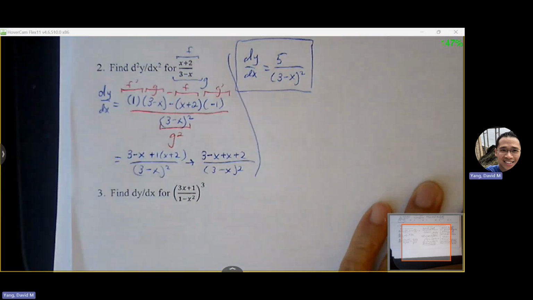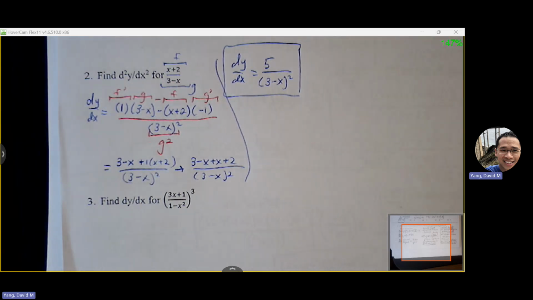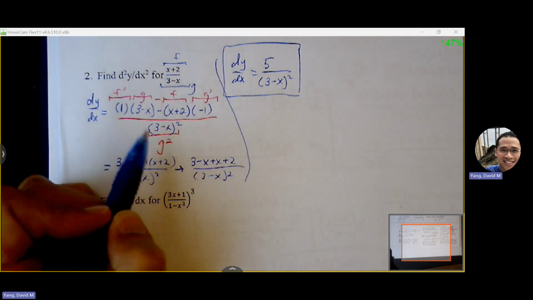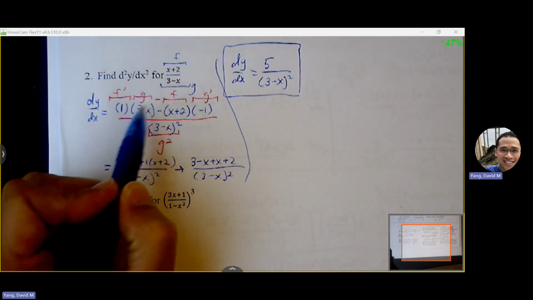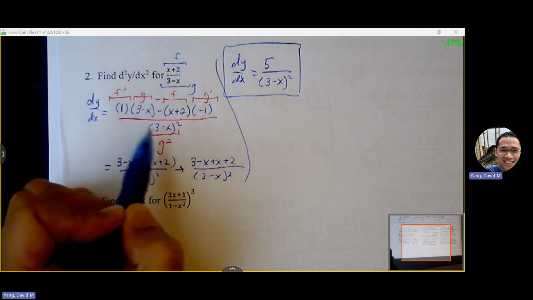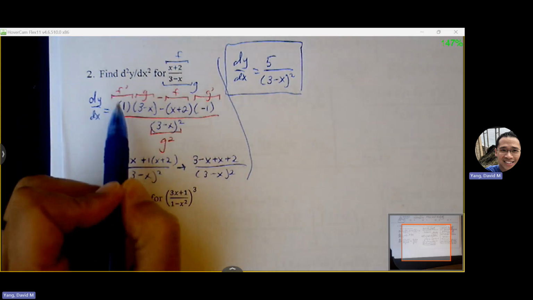Okay, so this is my halfway point, 5 over 3 minus x quantity squared. Any questions with that? All right, careful that we don't reduce when we can't, right? We can't cancel these 3 minus x's out. We just have to spend the time to clean up the numerator.